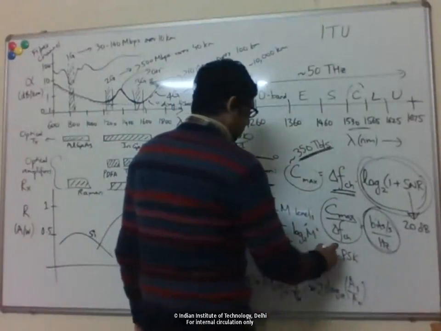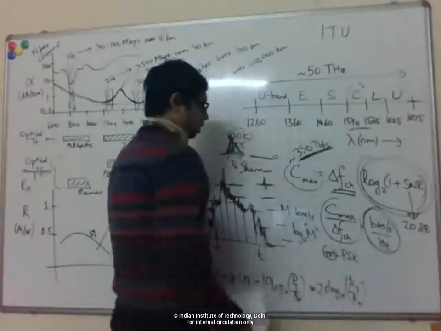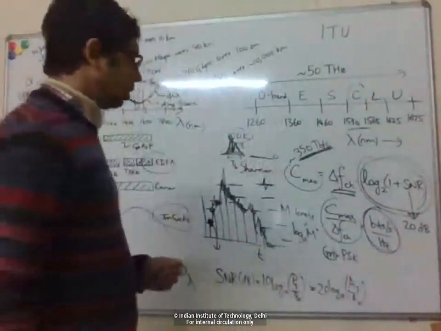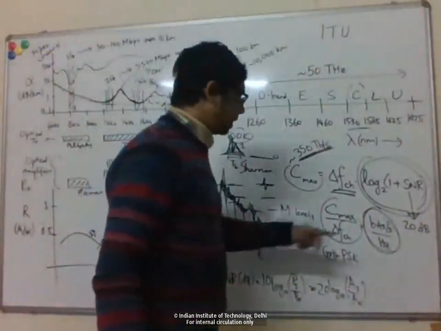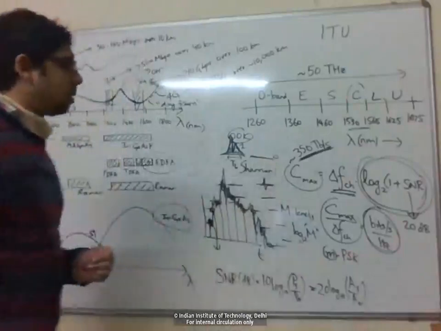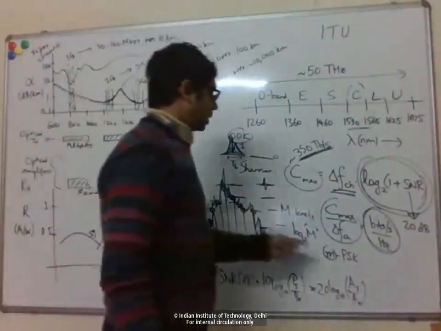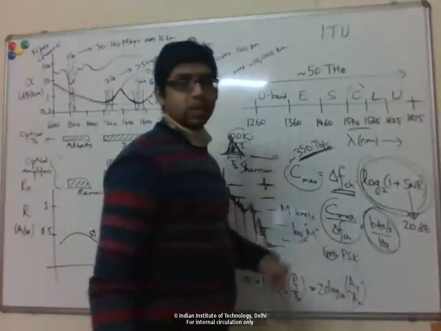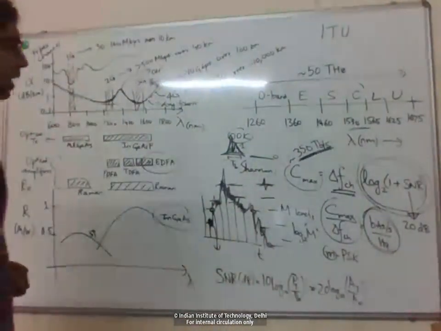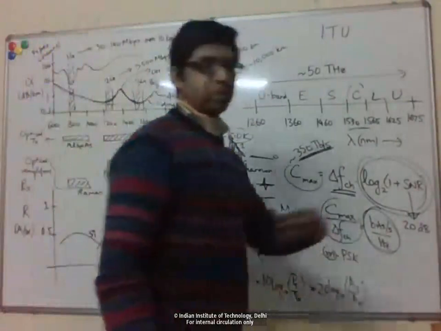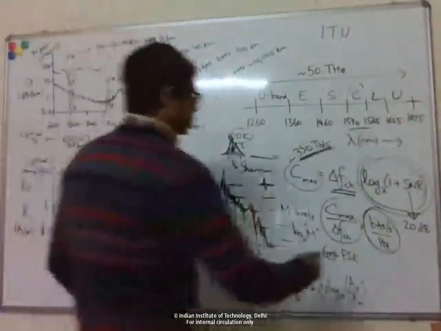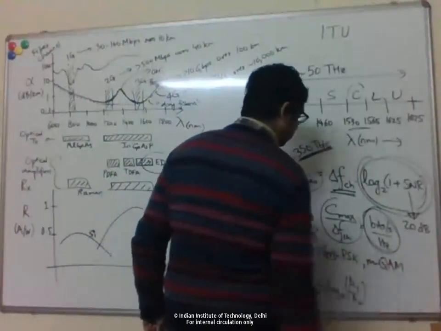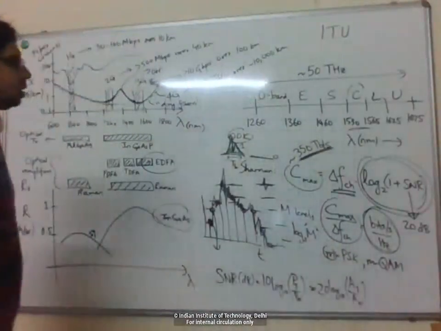Again, this M is basically the number of levels. So for example, you have 2 PSK, 4 PSK, 8 PSK, or 16 PSK, and then log of this number gives you the number of bits you are sending per symbol. There's also QAM, quadrature amplitude modulation.